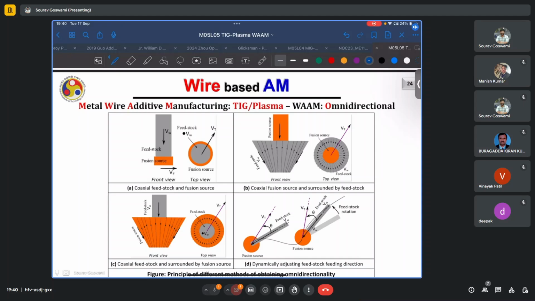And the most common and perhaps the easiest technique is dynamically adjusting the feedstock feeding direction so that the angle between the direction of motion of the torch and the direction of feeding of the feedstock is maintained constant. So when the direction changed, the feedstock also rotated suitably so that the angle theta between the two was maintained.